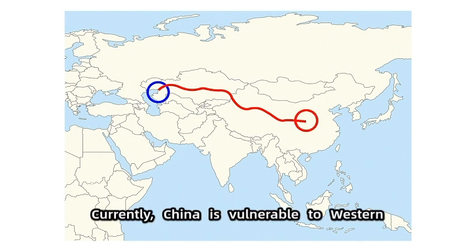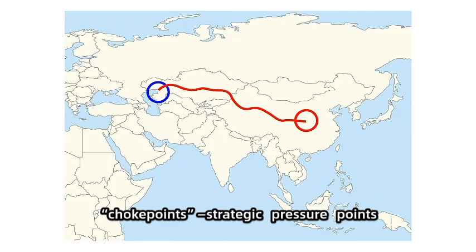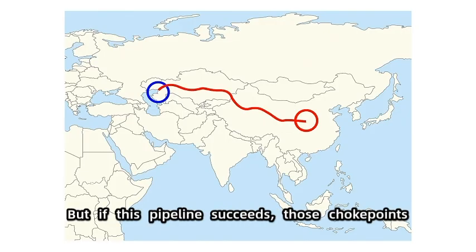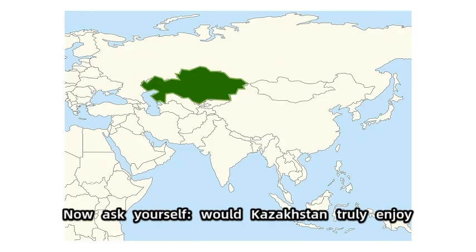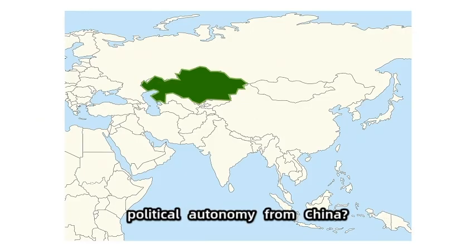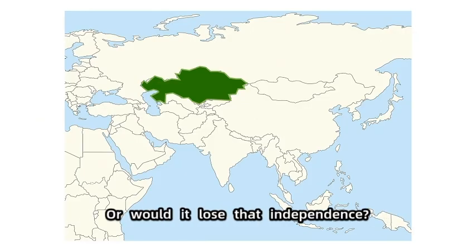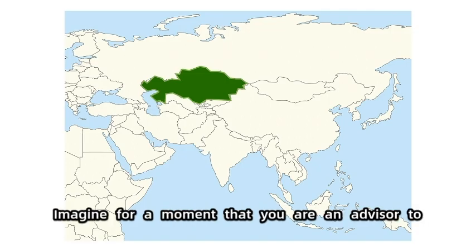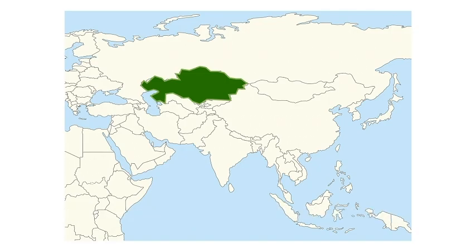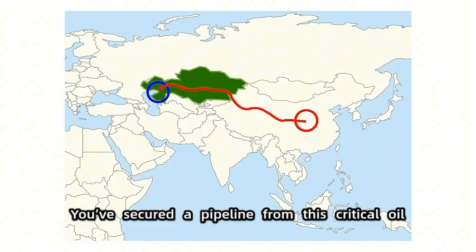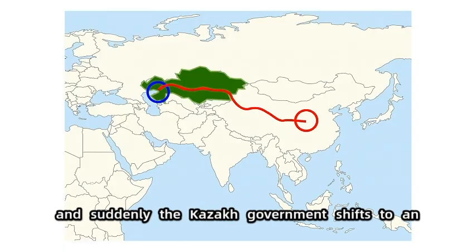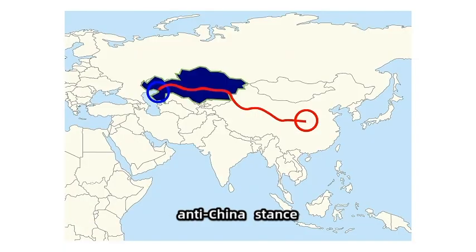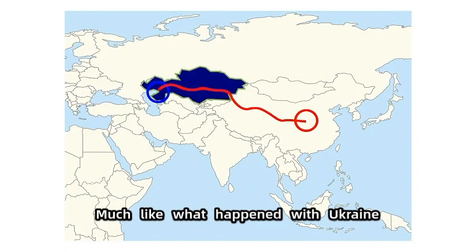Currently, China is vulnerable to western choke points, strategic pressure points. But if this pipeline succeeds, those choke points lose their grip. Now ask yourself, would Kazakhstan truly enjoy political autonomy from China? Or would it lose that independence? Imagine for a moment that you are an advisor to President Xi. You've secured a pipeline from this critical oil field, delivering oil to China's western frontier, and suddenly the Kazakh government shifts to an anti-China stance. Much like what happened with Ukraine.